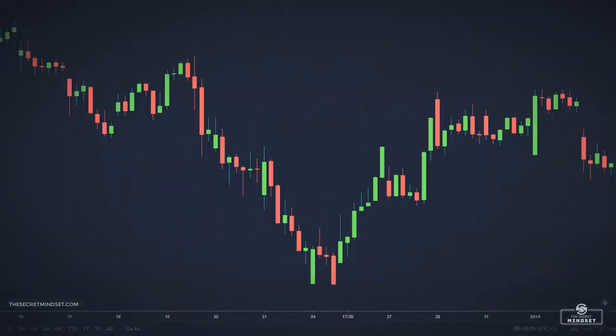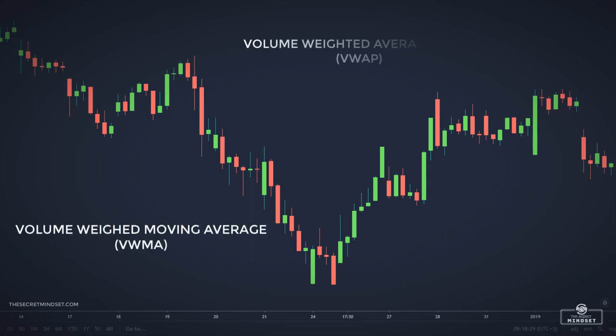Other useful indicators are the volume-weighted moving average, the volume-weighted average price, and the volume-weighted MACD, but these indicators will be discussed in future videos.